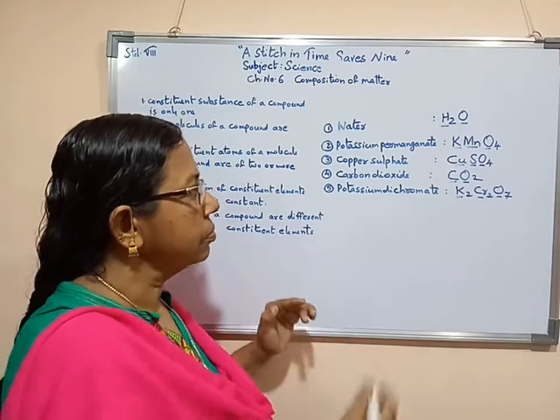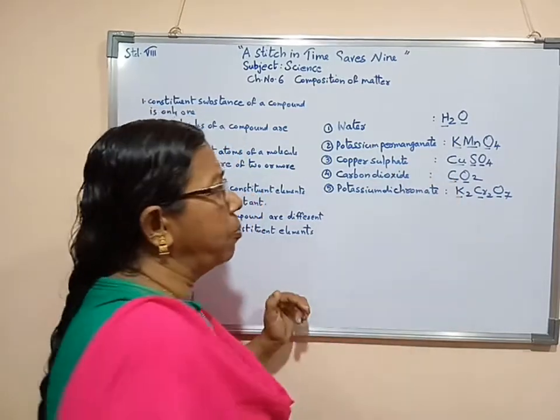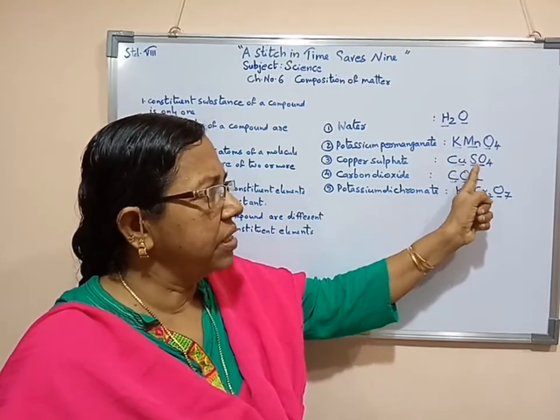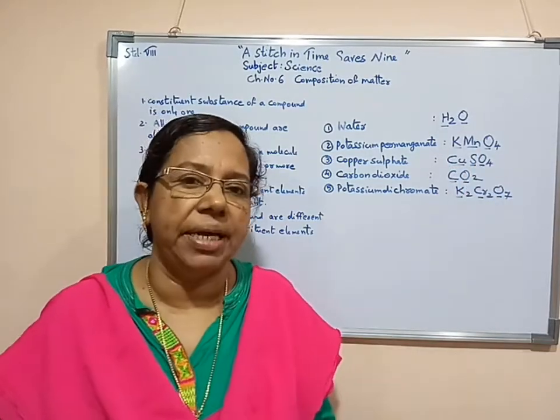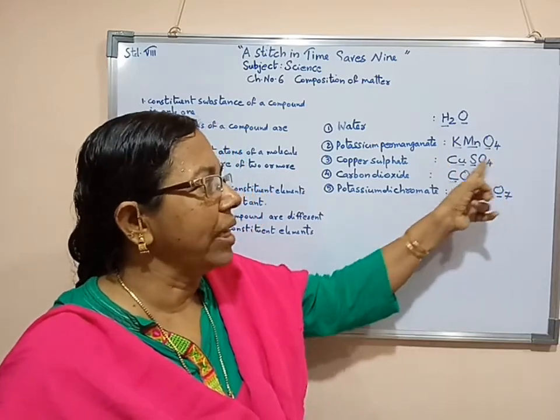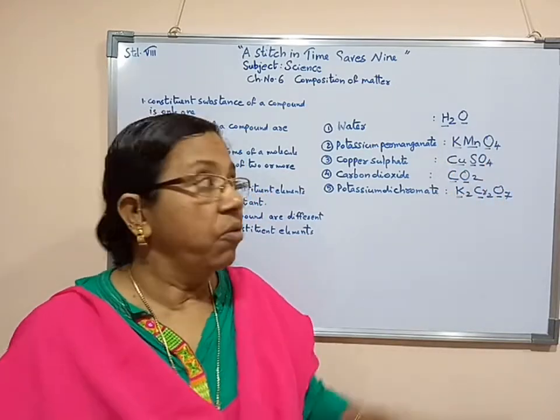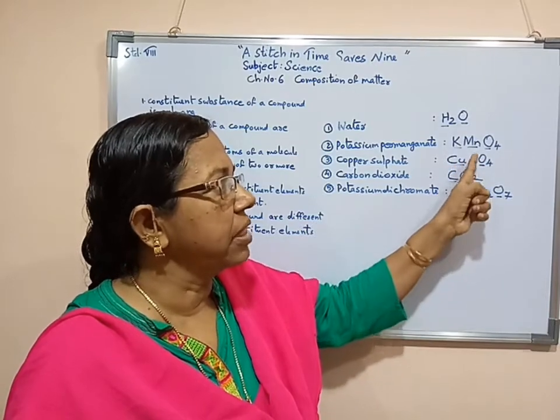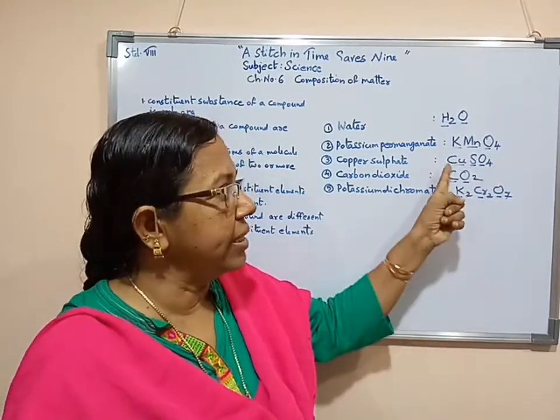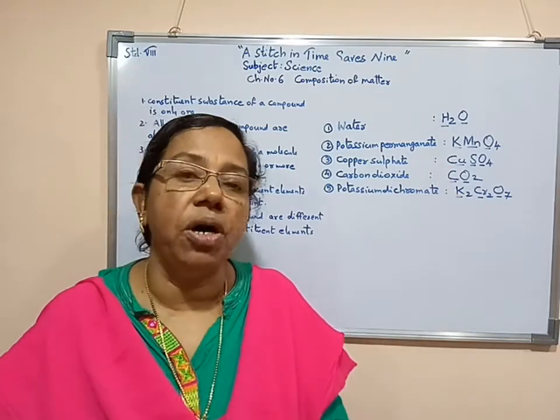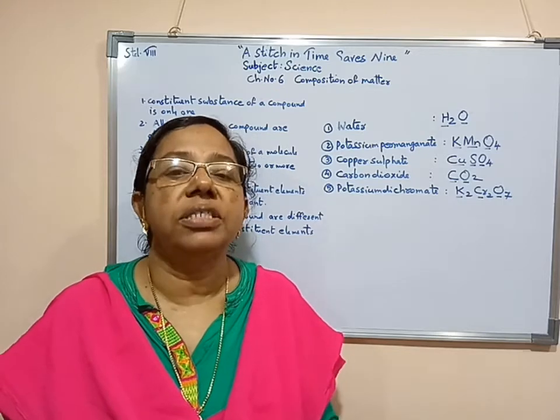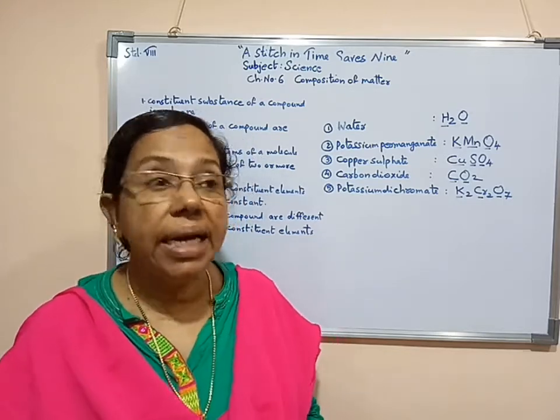Now, when we study copper sulfate, it is made with a copper atom, a sulfur atom as well as an oxygen atom. We can say that more than two types of atoms joined together, and copper sulfate formed. Why? Copper is one type of atom, sulfur is another type of atom, oxygen is another type of atom. So copper is the atom of the copper element, sulfur is the atom of the sulfur element, oxygen is the atom of the oxygen element.